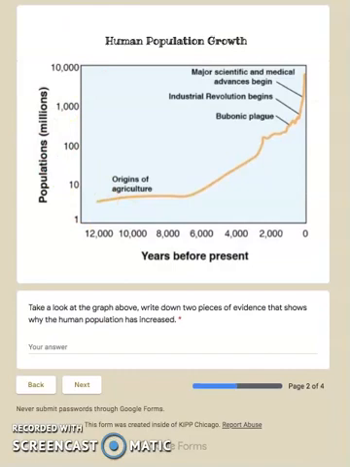All right, so here is a graph showing us the human population growth, right? This is 12,000 years ago, and this is us right now. And think about all the things that have happened since. Take a look at the graph above. Write down two pieces of evidence that show why the human population has increased. What do you think allows more humans nowadays to live longer, and also to have more births in our population? Go ahead and complete that now and then press the next button for your practice.